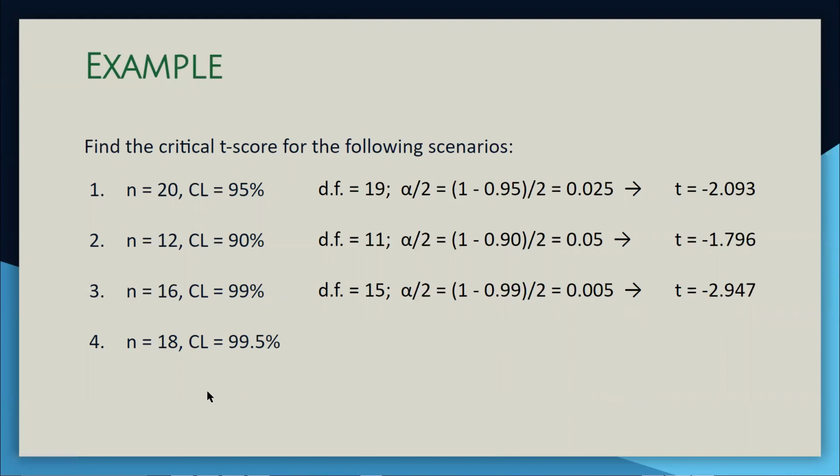For the last one, n equals 18, so degrees of freedom is going to be 17. For my alpha over 2, I subtract the confidence level from 1, I get 0.5%. I cut 0.5% in half, I get 0.25%, so 0.0025. And that gives me a t-score of 3.222.